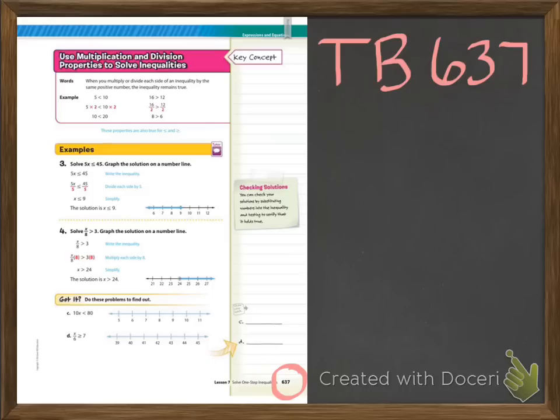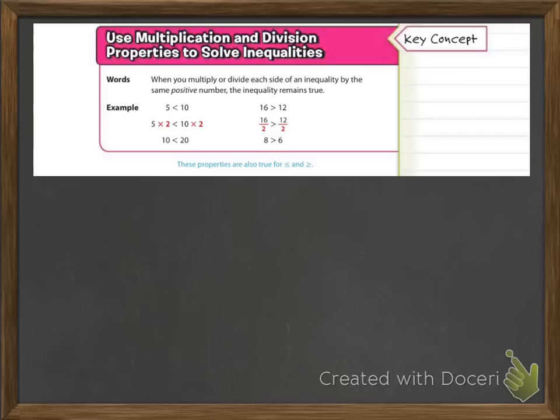All right, go ahead and take a look on textbook page 637. It says use multiplication and division properties to solve inequalities. When you multiply or divide each side of an inequality by the same positive number, the inequality remains the same. Now, we haven't worked with integers yet, but the positive number is just saying you can't multiply by negative numbers currently. So let's go ahead and look at these examples here.